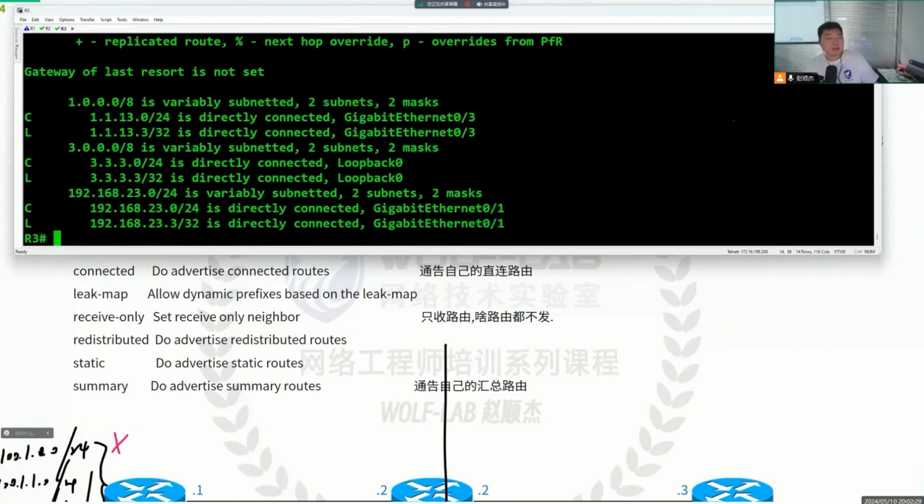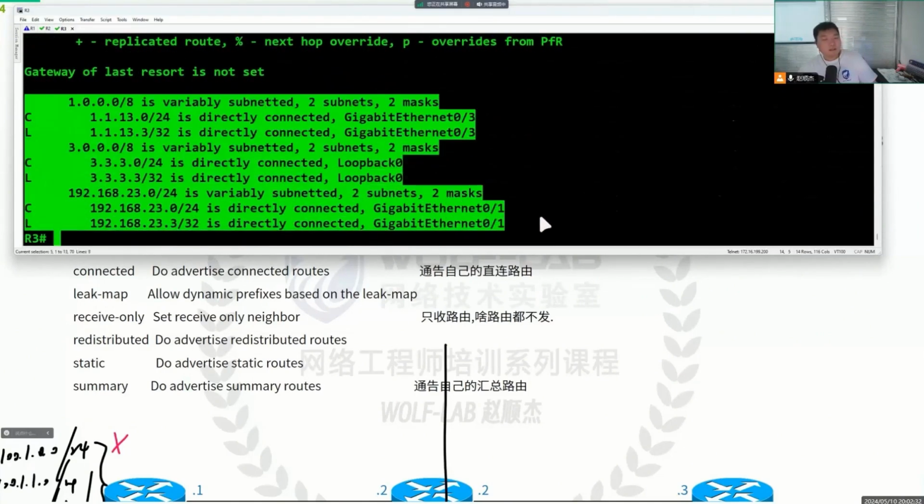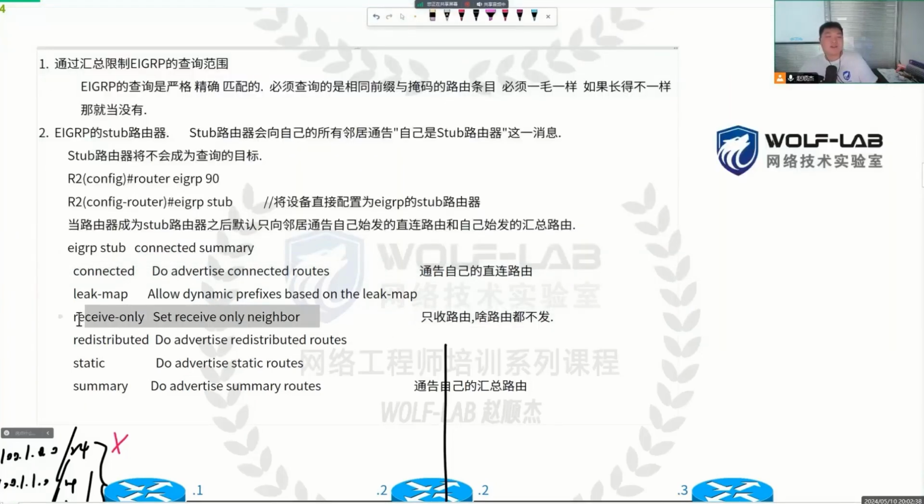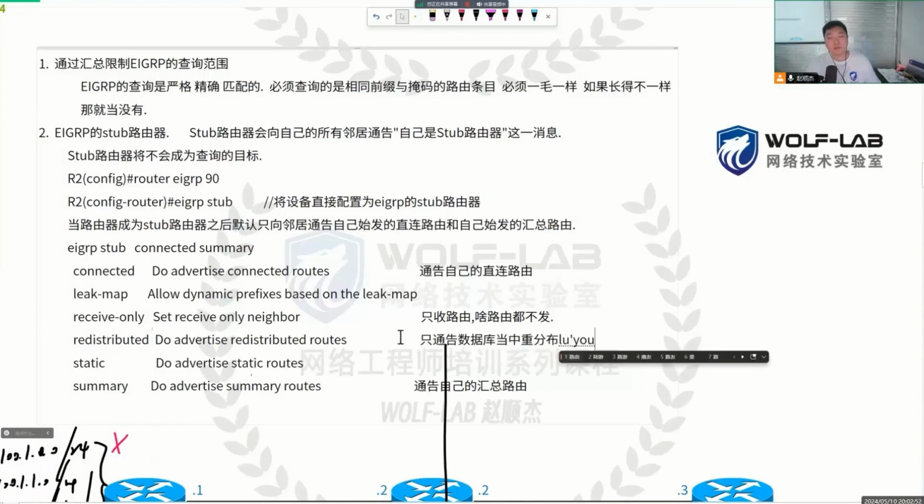But let's go look on R3's side now. Show IP route. We can't see anything about the 172 anymore. They're all gone. Students, R2 is now only receiving routes, not sending any routes. Receive only. It truly becomes a boundary, not even announcing directly connected routes anymore. And for redistributed routes, we only announce the redistributed routes in the database, our own self-declared static routes declared into the database. Static routes, right? Students, these are the characteristics of our stub router.